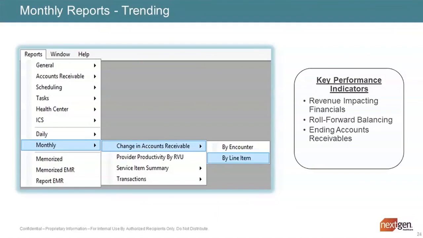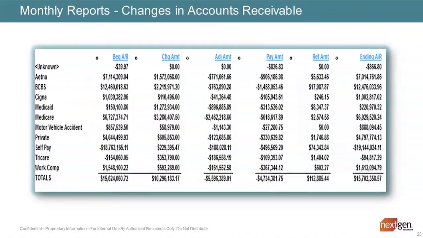Under monthly, you would go to your change in accounts receivables. I always want the most granular information available, even though this is going to total for me in the example that I'm going to give you, and select by line item. And what this report gives you is I've asked it to do by financial class. I don't know how to get rid of that thumbnail view. I said, ascend it and group it and total it by financial class, right?